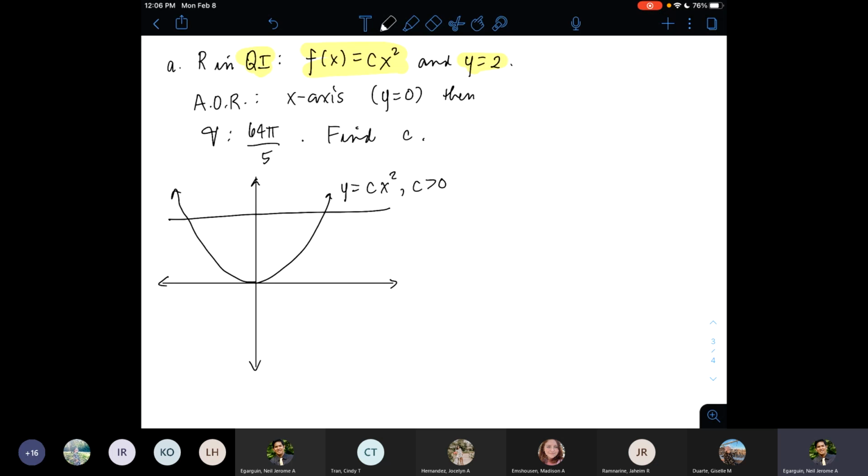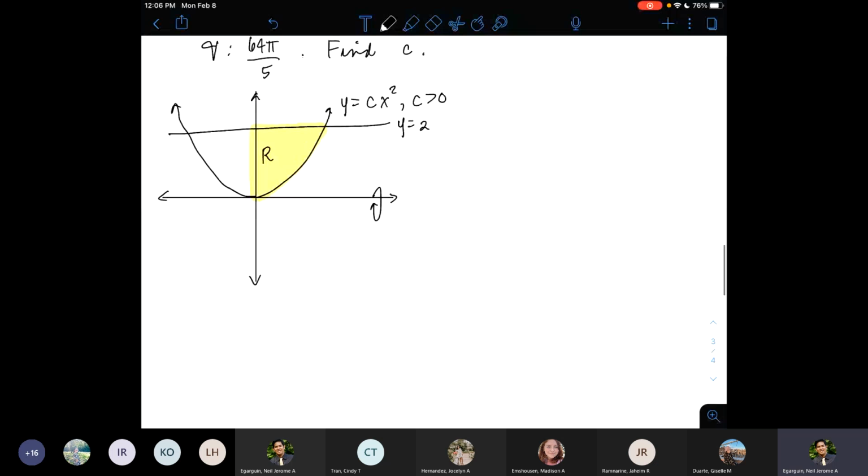And then the other boundary, y equals 2. So here, let's have y equals 2. And then we are just concerned with the region in the first quadrant. So this would be the region R. And this region R would be revolved about the x-axis. Okay?